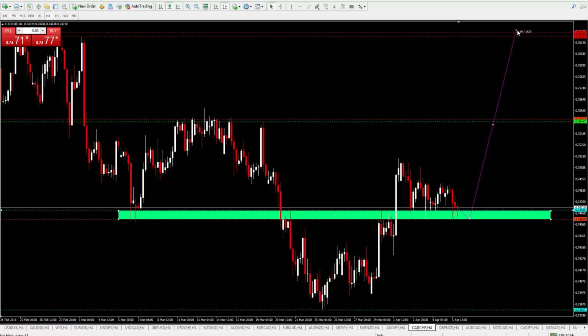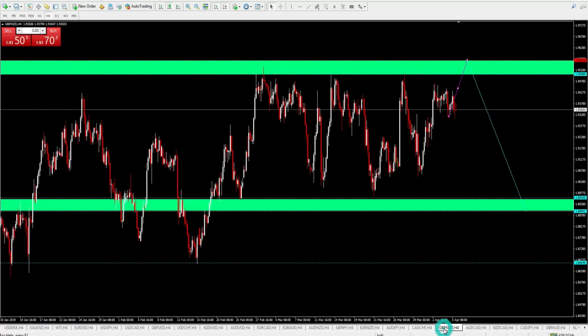GBP NZD, we are looking for a sell. Market push up to test this previous resistance, also still resistance, we can start looking for a sell from that level all the way down here. So we should make our analysis right.